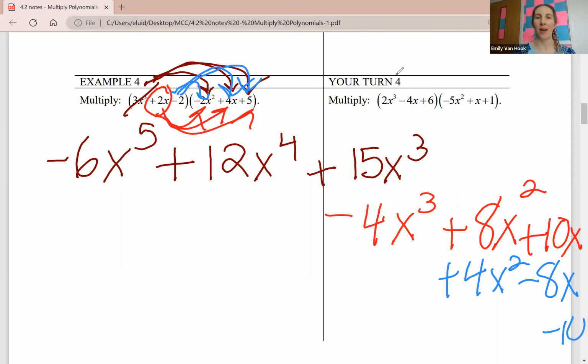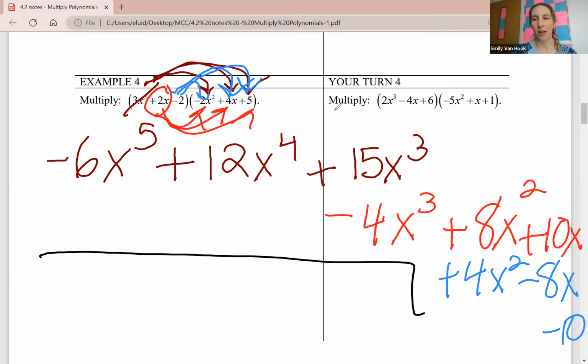I'm just going to squeeze it in the bottom corner there, minus 10. Okay, so the idea here is I was lining up the like terms so that now when it comes time to writing the final answer, everything's already ready to go. All right, here we go.